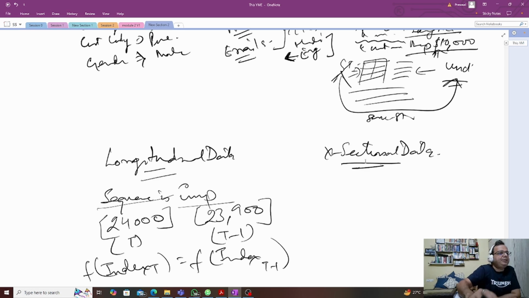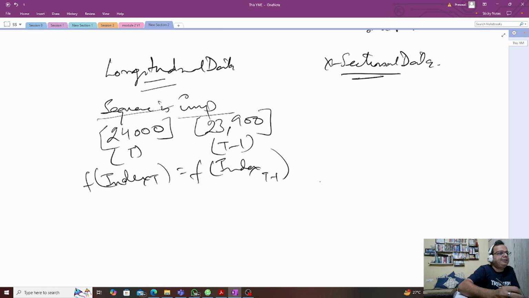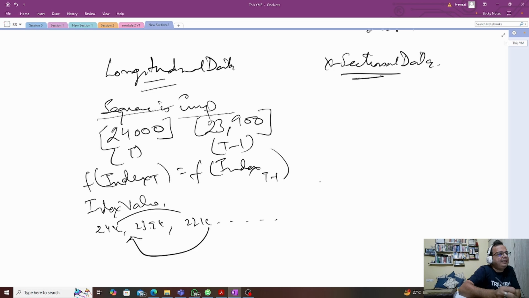Okay, let's suppose I have data points which say, what is the index value, and then there is 24,000, 23,900, 22,000, and so on. I cannot just take this and move it here, because the sense of the data will change if I change the sequence of information. So that's longitudinal data, where your sequence is important.